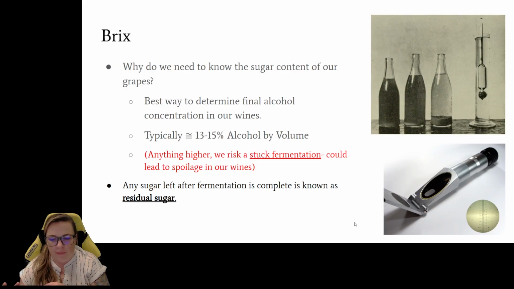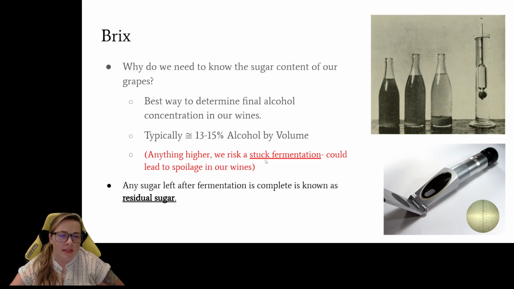If you pick your fruit much later and you get an even higher alcohol, you could risk having a stuck fermentation. And when you have a stuck fermentation, it could lead to spoilage in your wines, right? So any sugar left after fermentation is complete is known as residual sugar. And I would argue that would indicate that the fermentation is not complete, right? Because it's the conversion of sugar to alcohol. If any sugar is left, it's not complete, right?